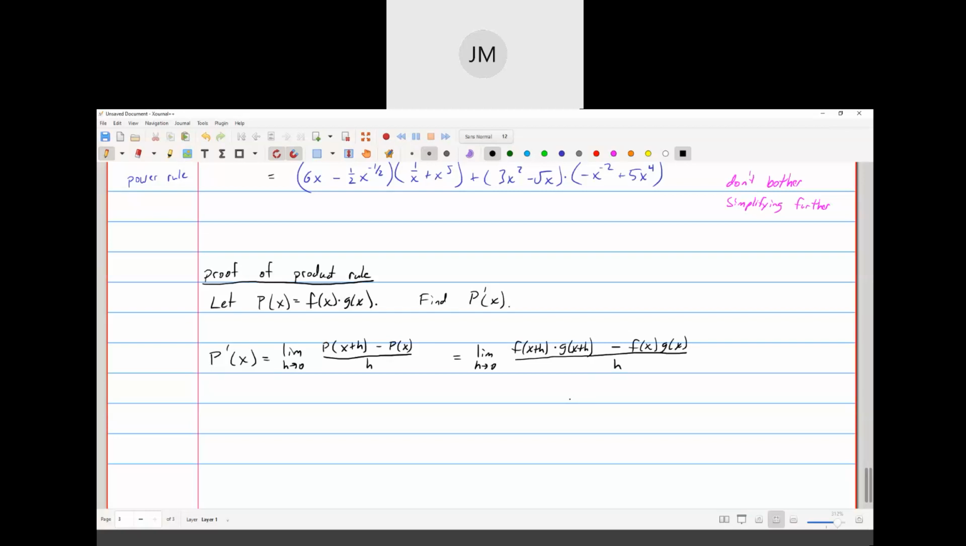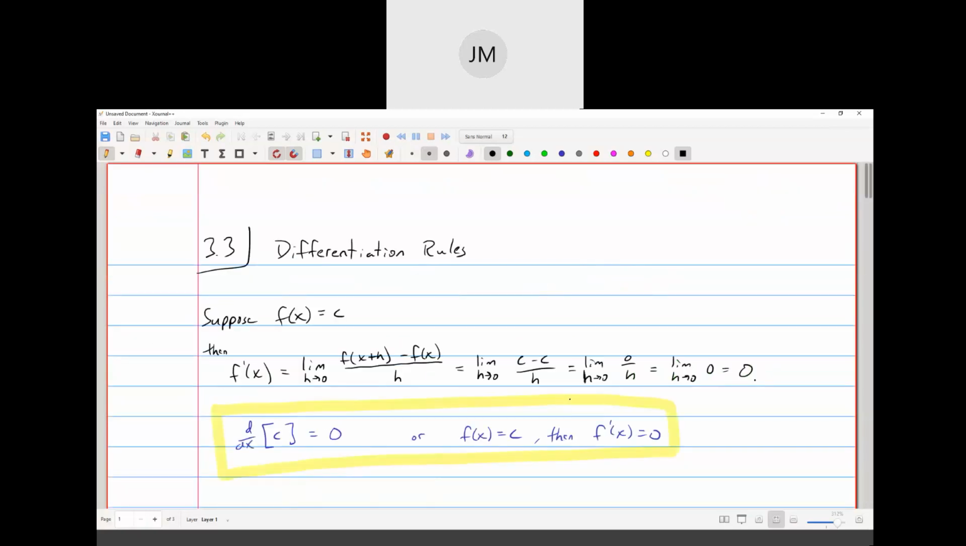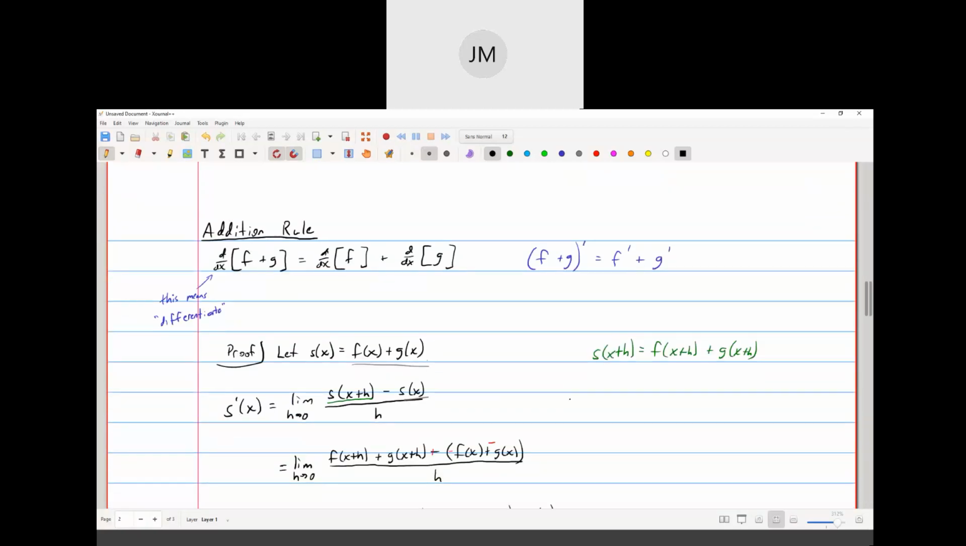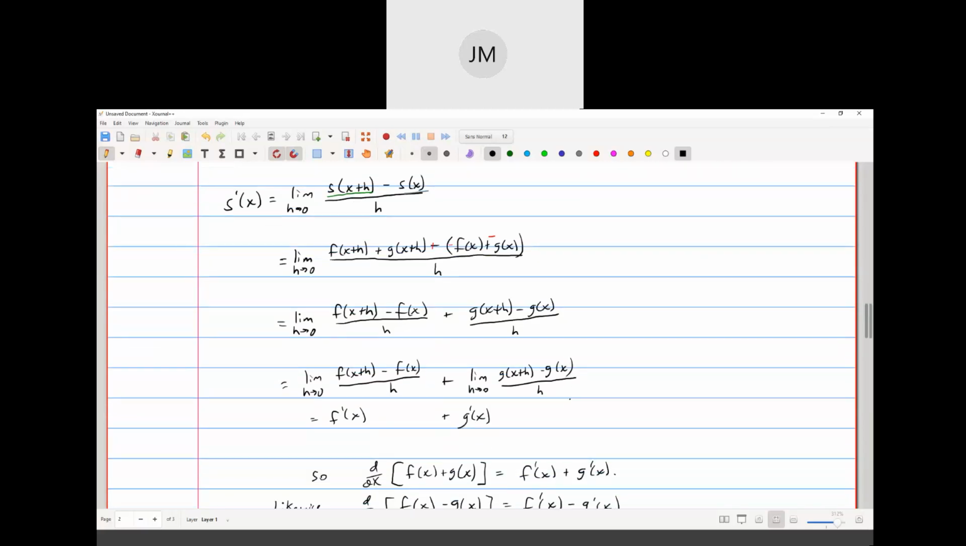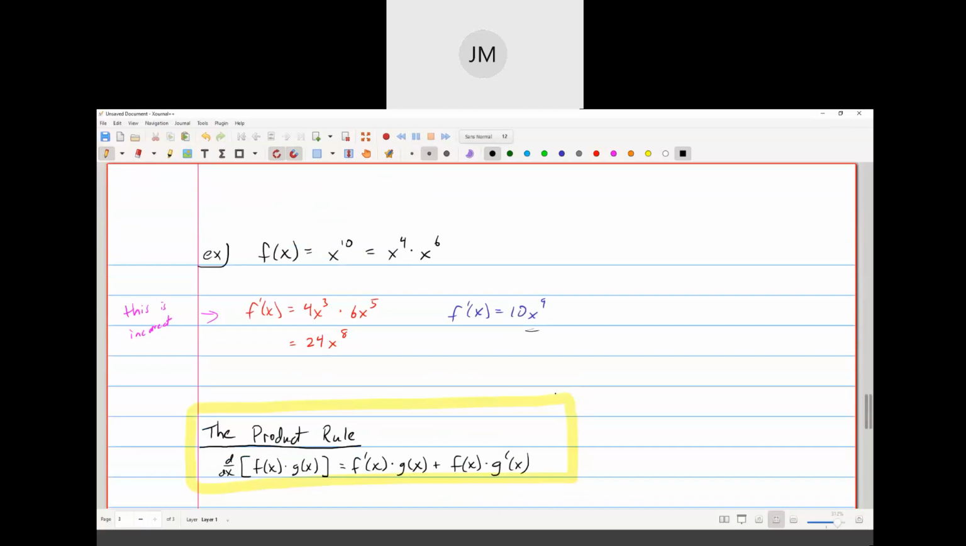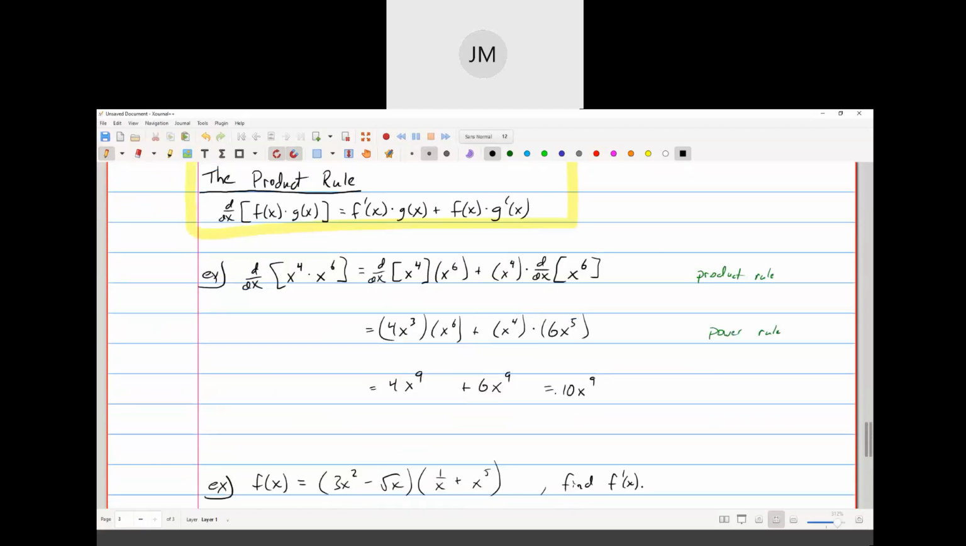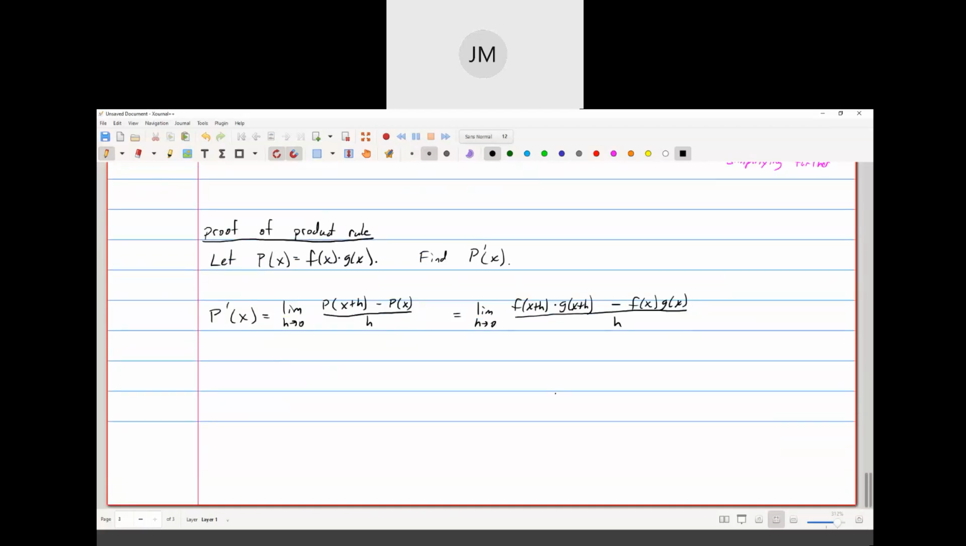The difference here between this and, say, my addition rule is that all I had to do was distribute a negative and then rearrange things, and I was done. And we're not going to get off that easy over here. Okay, I have to do a little bit of a trick. I need something else to work with. So what I'm going to do is add and subtract the same thing. And if I add something and subtract the same thing, I've really just added 0. So I haven't really changed what I have. But it's going to give me something to work with.